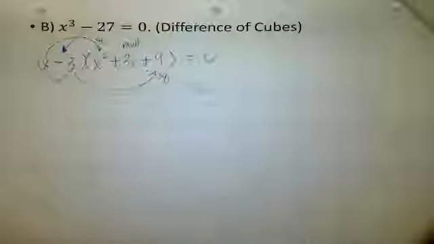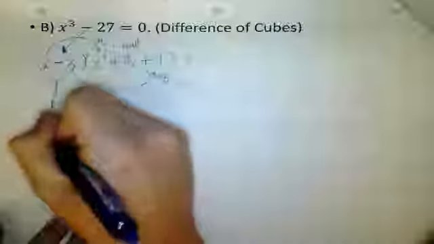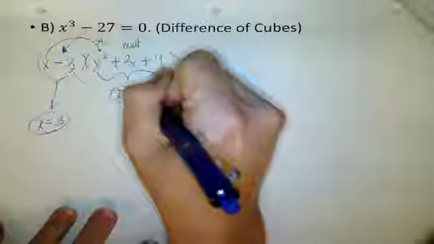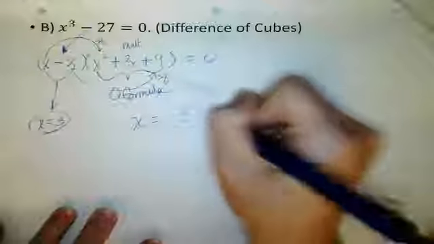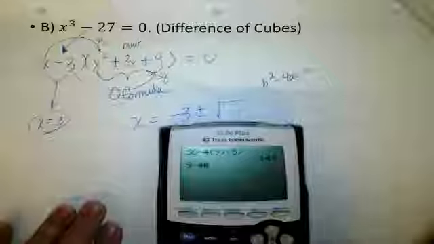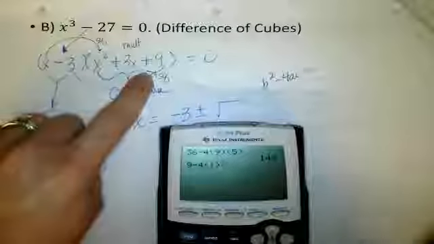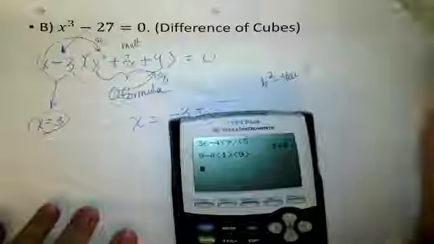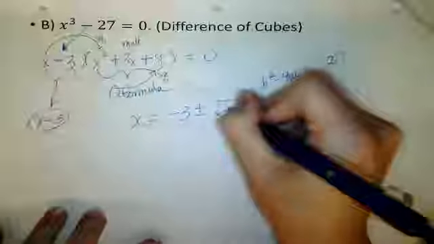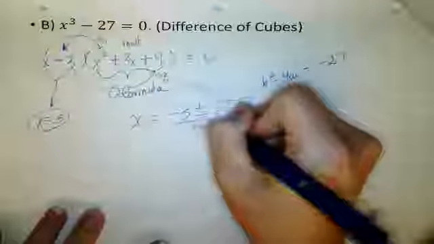All right, so we factored that. This bubble is x equals 3. But what do we have to do for this? Yeah, again, the quadratic formula. All right, so x equals the opposite of b plus or minus the square root of. Now b squared minus 4ac is going to go in my calculator. B squared minus 4 times a times c, and I get negative 27. So that goes in my radical, all over 2 times a.